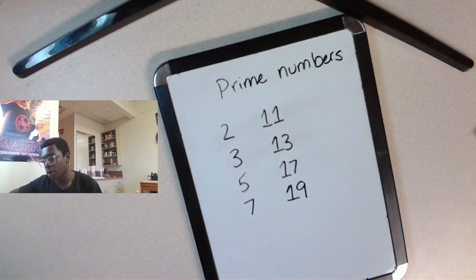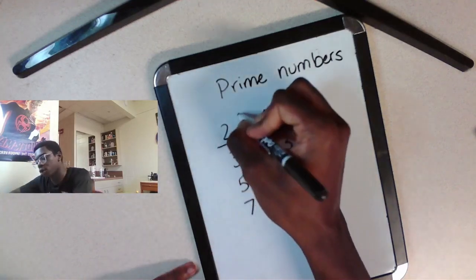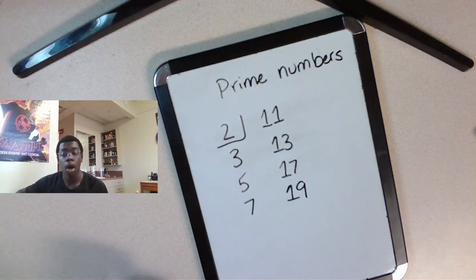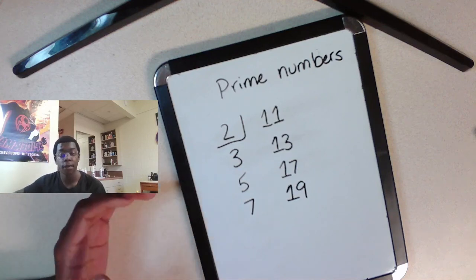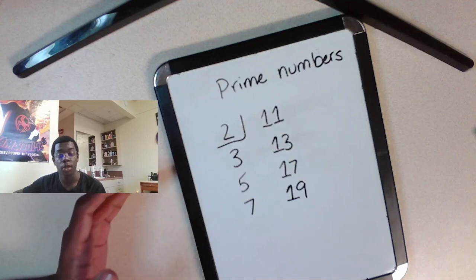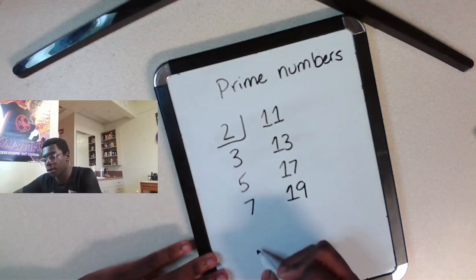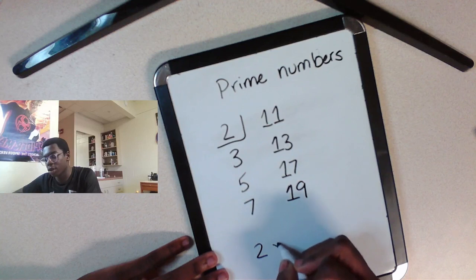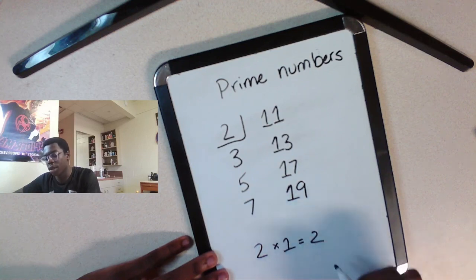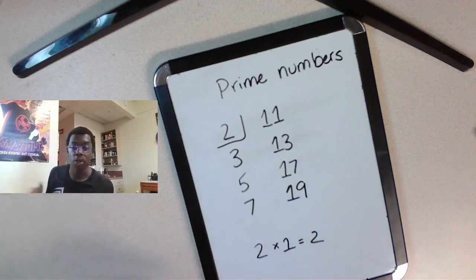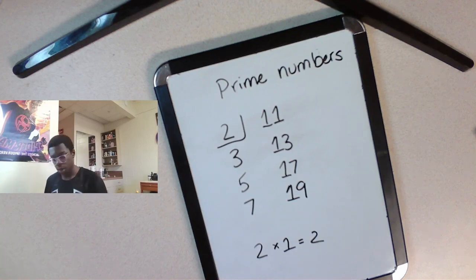One thing you'll notice about all prime numbers except for 2 is they all are odd. And that makes sense because if a number is even, then it's divisible by 2. 2 is an even number that's divisible by 2, but when we multiply 2 by 1, we get 2. So it's also a prime number. So that's important to know.